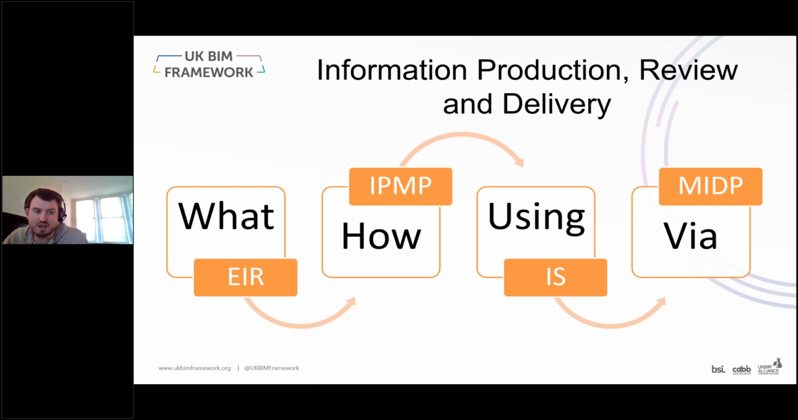And then ultimately, by creating the what through the how using the information standard, that information is then delivered via information containers that were originally placed on the task information delivery plan and amalgamated into the master information delivery plan. So each part of these resources and the way they come together synergetically creates the sum of the requirements, the rules, and the particulars in terms of being able to deliver this information in a manner that is acceptable by whoever has appointed you to do so.